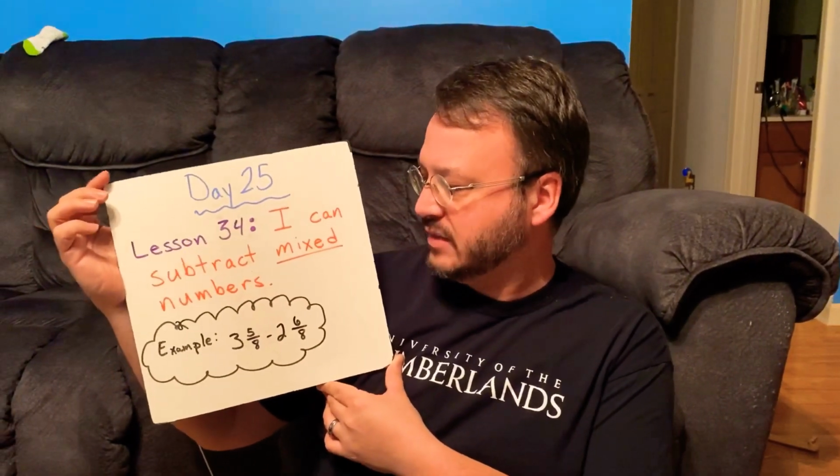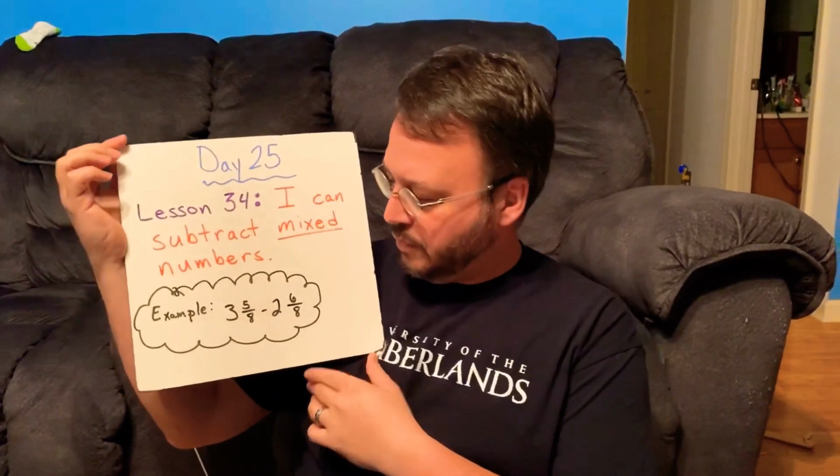Today's lesson 34. I can subtract mixed numbers. Example, 3 and 5/8 minus 2 and 6/8. This is a lot like what we've done the past few days when we've been subtracting fractions and adding fractions.